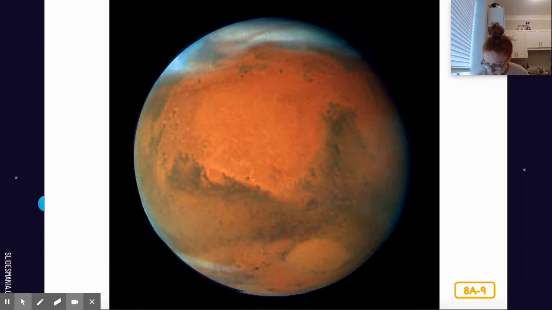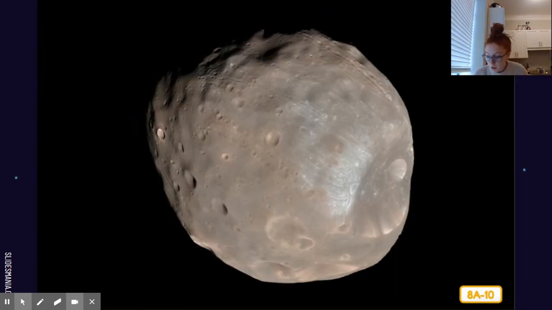All right. Let's see. Mars has 2 moons, but they are small and oddly shaped. One of them is pictured here. Astronomers believe that these moons are actually large asteroids or space rocks that became trapped in orbit as they passed Mars billions of years ago.